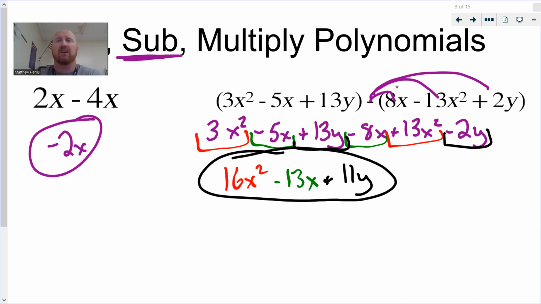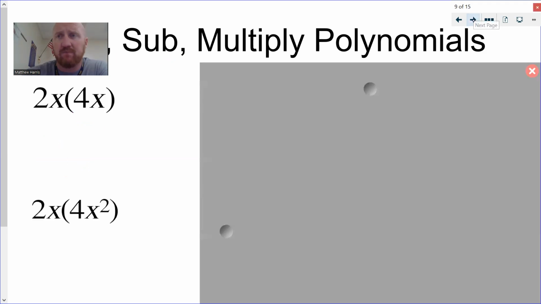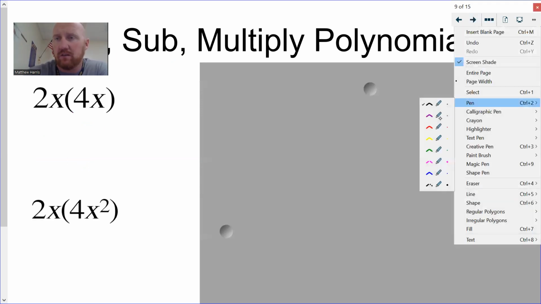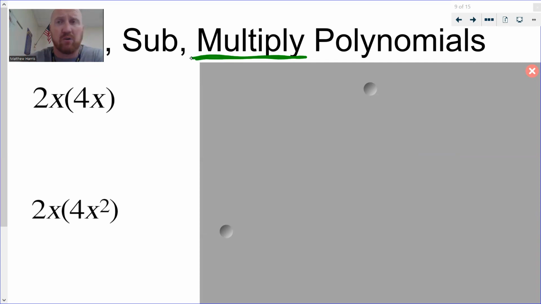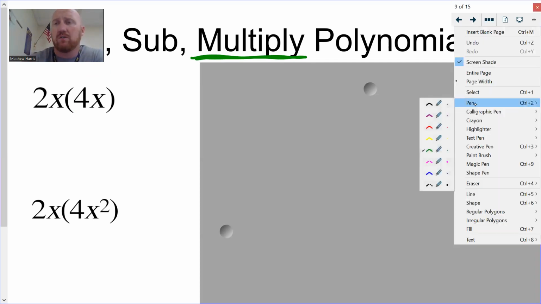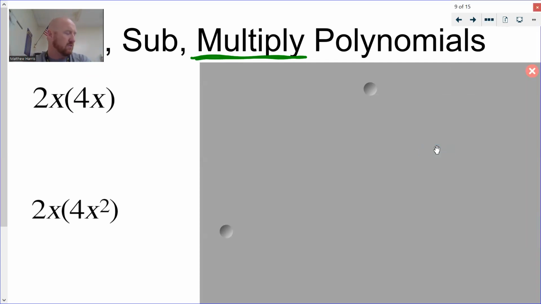The next thing we're going to look at is what's called multiplying polynomials. Multiplying polynomials is a little bit different. Nothing too crazy. All right, so we're going to look at multiplying polynomials. We did adding, we did subtracting. Now we're going to multiply. So if I run into the following example, 2x times 4x.